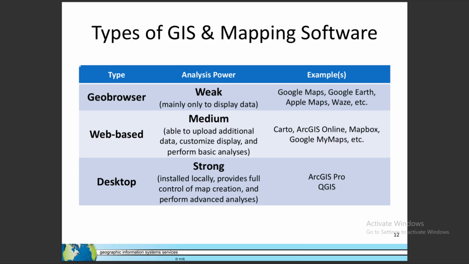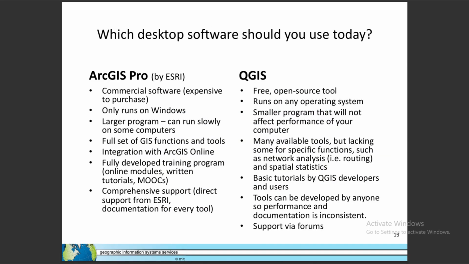Desktop GIS software is where the full power of GIS lives. These are installed applications. ArcGIS Pro and QGIS are the two most widely used. Desktop GIS gives you complete control over your data, your analysis, and your map output. You can run complex spatial algorithms, manage large geodatabases, and produce publication-quality cartography. For most serious GIS work, research, environmental analysis, urban planning, hazard mapping, and so on, you'll be working in desktop GIS. So within desktop GIS, which should you choose?